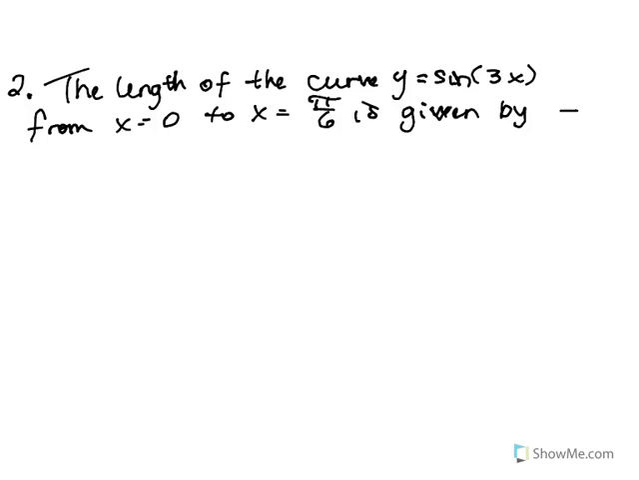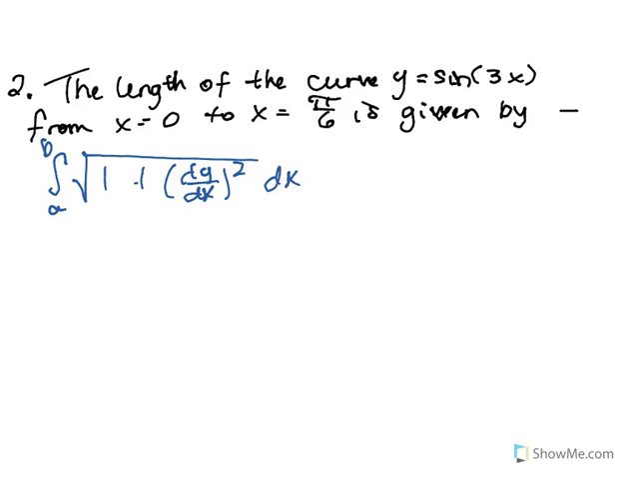All right, let's look at number 2. The length of the curve y equals sine 3x from x equals 0 to x equals pi over 6 is given by, and then there's a few integral expressions there to choose from. This is, of course, an arc length question, and so we're going to use our formula for arc length: the integral from a to b of the square root of 1 plus dy dx squared dx.